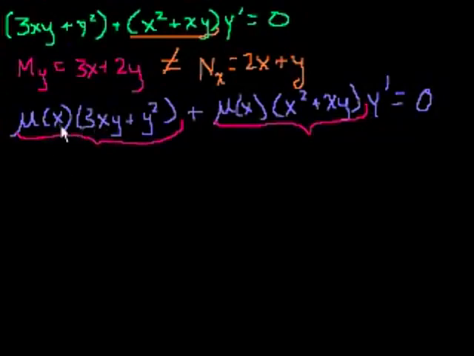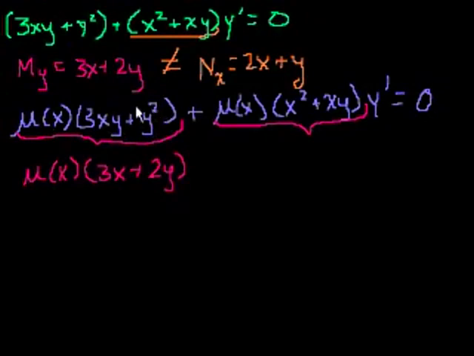So what's the partial derivative of this with respect to y? Well, if we're taking the partial with respect to y here, mu of x, which is only a function of x and not a function of y, is just a constant term. When you take a partial with respect to y, x is just a constant, or a function of x can be viewed just as a constant. So the partial of this with respect to y is going to be equal to mu of x times 3x plus 2y.